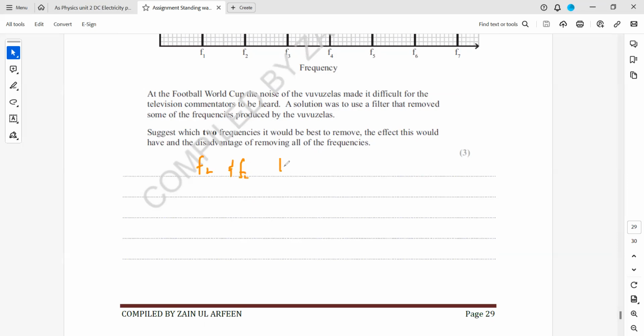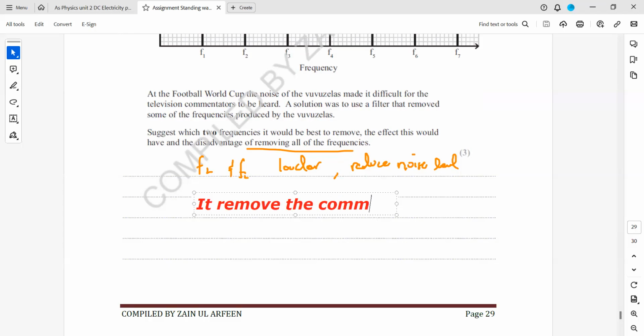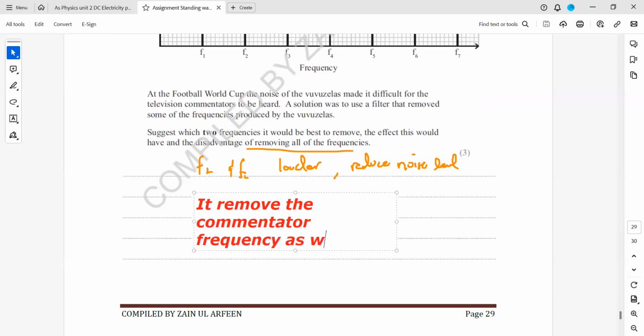And why should we remove them? Because they have the highest amplitude, or they are louder. And what is the advantage? It will reduce the noise level. And why are not all the frequencies removed? If you remove all the frequencies, it will remove the commentator frequency as well. So that will be a disadvantage.